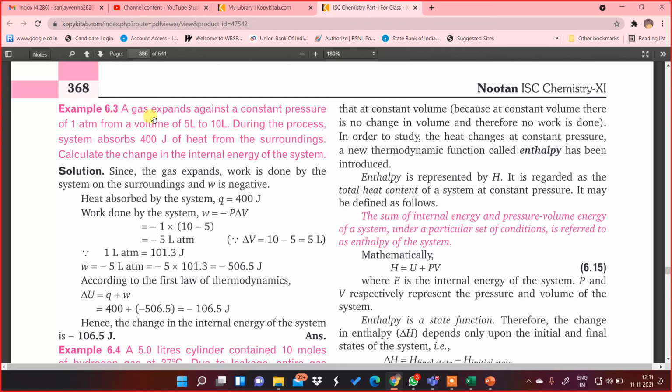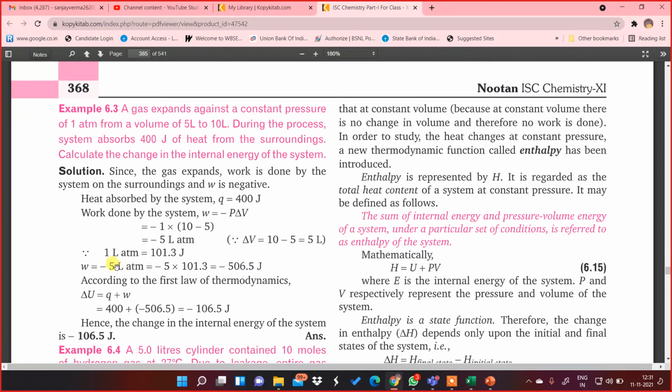Similarly, practice example 6.3 also. The gas is expanding against a constant pressure of 1 atmosphere, from a volume of 5 liters to 10 liters. So there is a change of volume, V2 minus V1. This is work of expansion. During the process, the system absorbs 400 joules of heat from the surroundings. Use the formula: work done is minus P delta V. Pressure is 1, and the volume change is 5, so it comes to 5 liter atmosphere. And learn this value: 1 liter atmosphere is equal to 101.3 joules. So multiply by 101.3 and you will get the answer in joules.